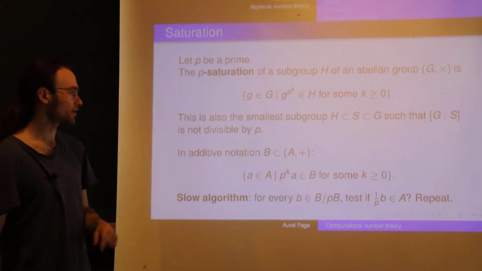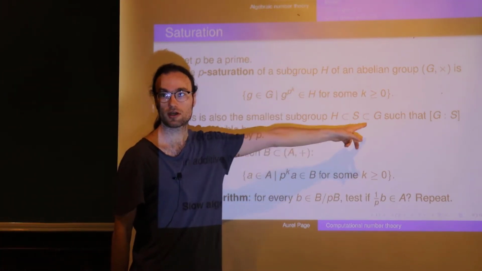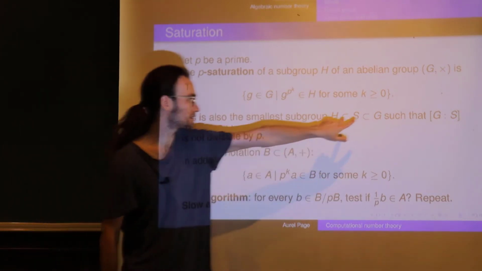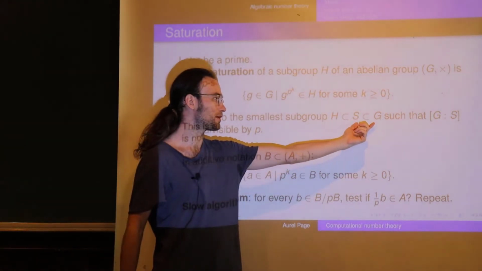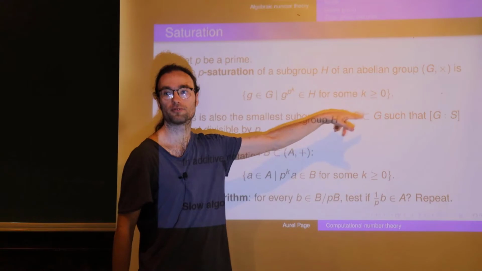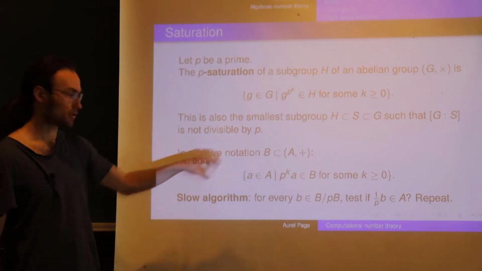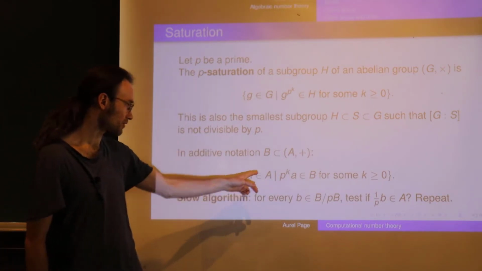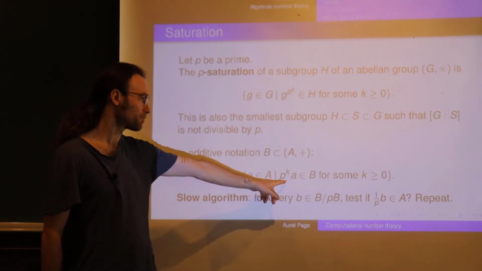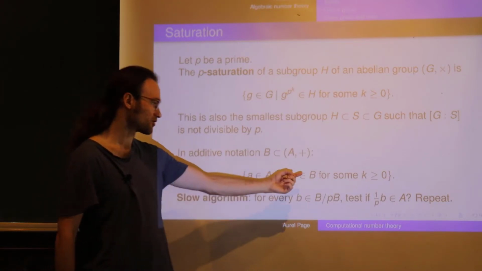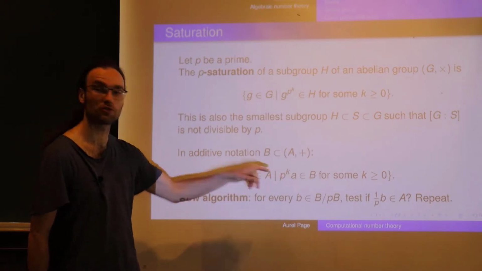Another way to express exactly the same thing is to say that the p-saturation is the smallest subgroup between H and G such that the index here at the end is not divisible by p. If the index was divisible by p, that would mean that you can extract a p-th root again here. So in additive notation, because for orders that's what's actually going to appear, it's the set of elements of the big group B such that some p power multiple is inside of A. In other words, you take elements of A and you divide them by powers of p as long as the result lands in B.